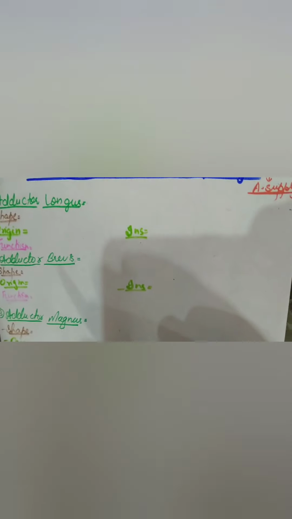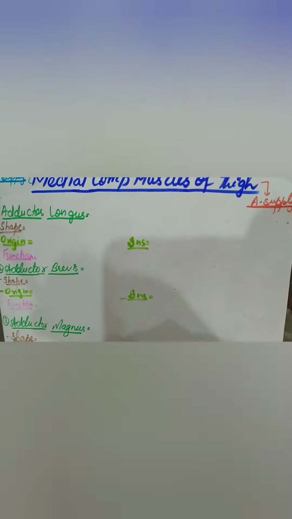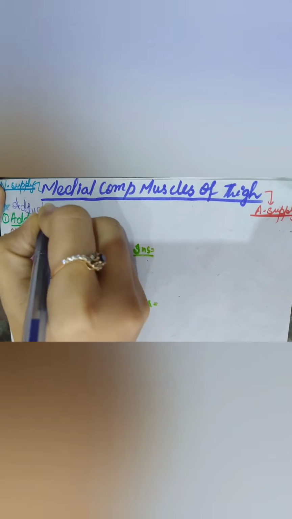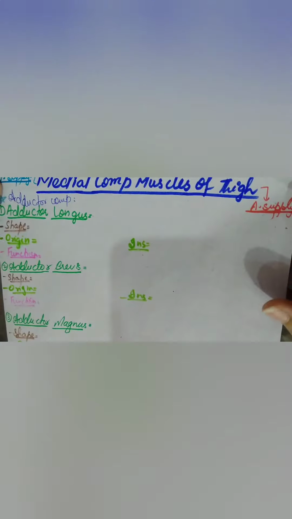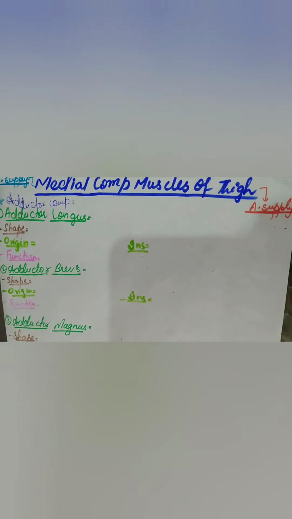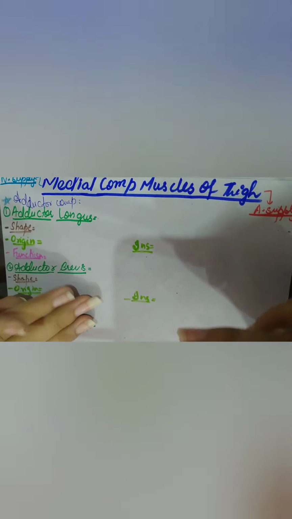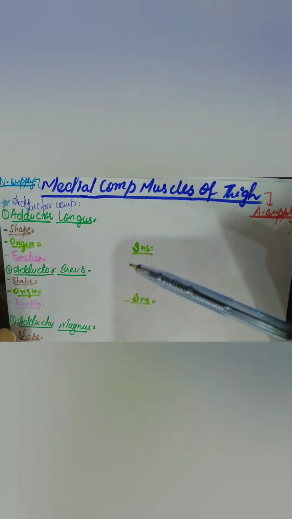So, the medial compartment of the thigh is called the adductor compartment of the thigh. So, here I am writing that it is the adductor compartment. There are a total of 5 muscles in this compartment. Three of these are adductor longus, brevis, and magnus. The fourth one is pectineus, and the fifth one is gracilis.